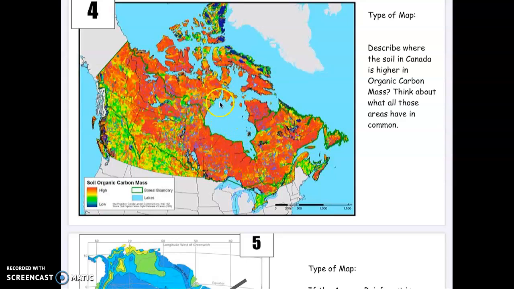What do we notice? They're right around these bodies of water. Okay, so that's what they would have in common. And we can describe them as near the bodies of water. When we look here, this is lower carbon mass because of the color. We see our Great Lakes here, and we can tell that it's higher organic carbon mass. So that's what they have in common.